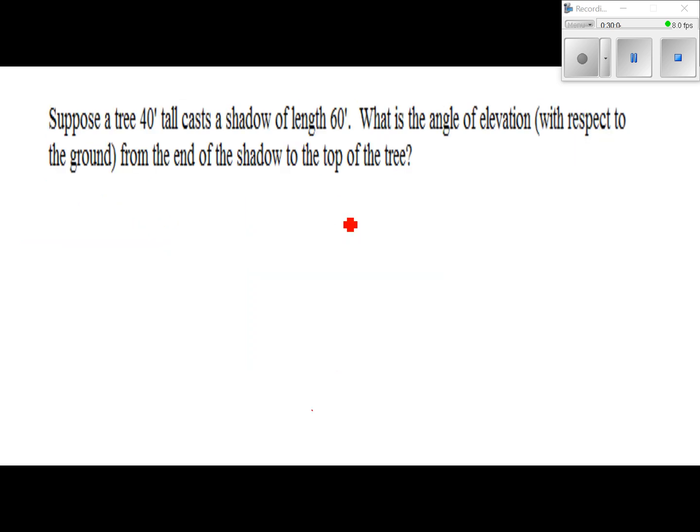Suppose a tree 40 feet tall casts a shadow 60 feet long, so we got our tree. It's my tree, it casts a shadow coming out here. Remember some of the shadow problems that we did? They tell us the tree here is 40. Remember that little mark there means 40 feet. When it's just one mark, it's 40 feet. When it's two, those little tick marks, it's 40 inches. And the shadow is 60 feet.